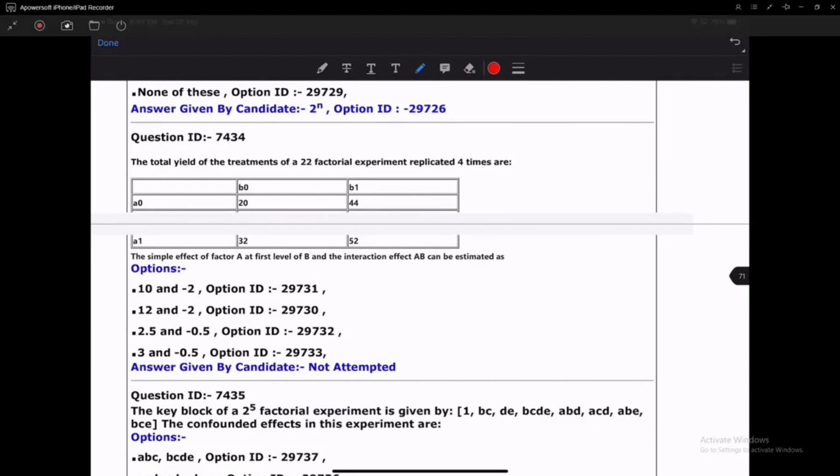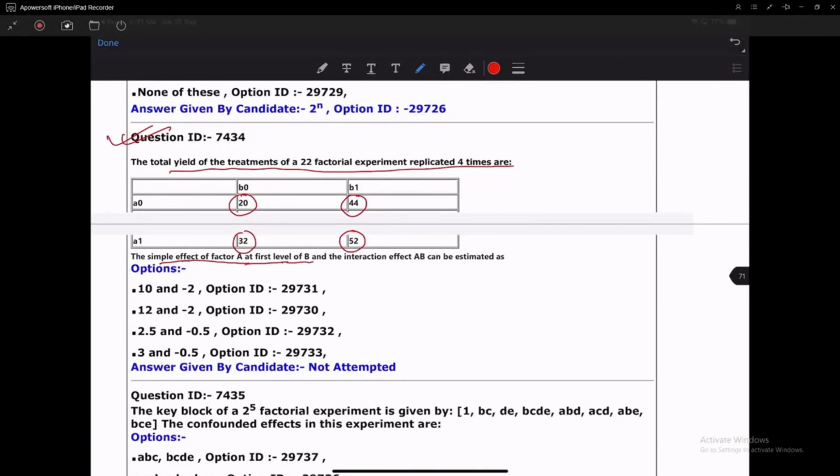Now in this question you can see that a total yield of treatment of 2^2 factorial experiment replicated 4 times is given to us, and the values are given, basically the values like A0 B0, then A0 B1, A1 B0 and A1 B1. Now the required value is the simple effect of factor A at first level of B.